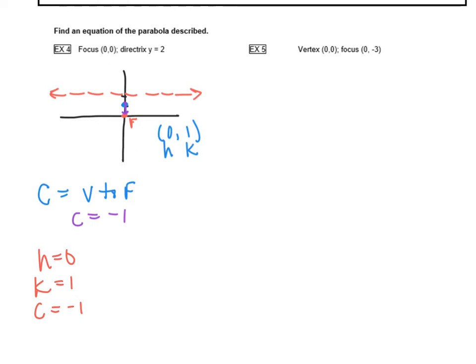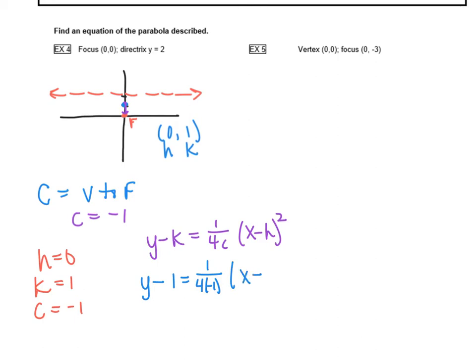So let's just go back and revisit. The equation of a parabola is y minus k is equal to 1 over 4c times x minus h squared. So we're going to plug in our values. Y minus k is a 1 equals 1 over 4 times -1 times x minus h is 0 squared.